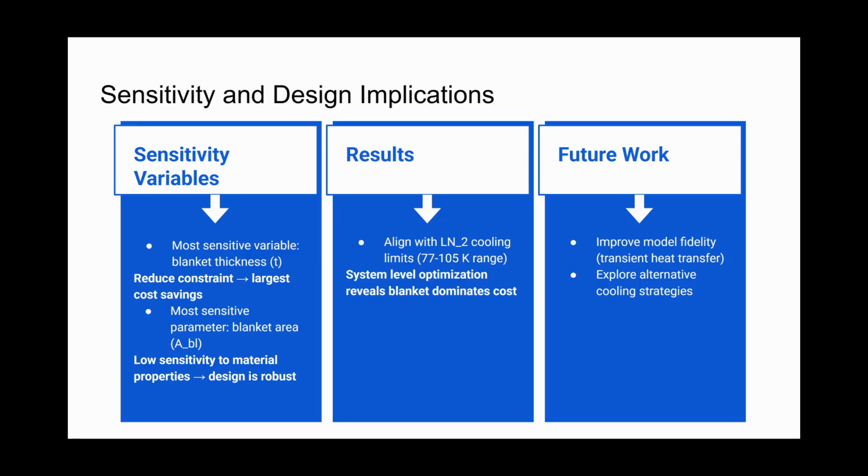These results are also consistent with expected engineering behavior as the system operates within the typical liquid cooling range of 77 to 105 degrees Kelvin. Compared to the subsystem level optimization, the system level model reveals the blanket dominates total cost, whereas the cooling trade-offs were more apparent within the subsystems themselves.